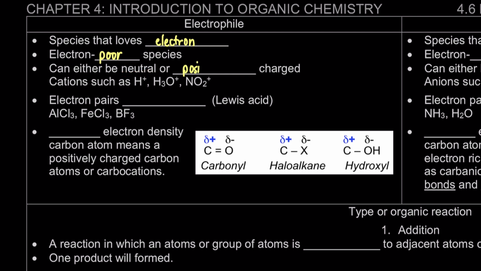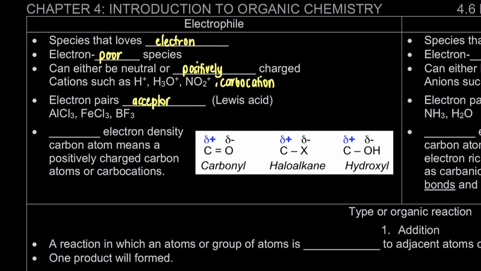For example, what is the positively charged? It is a cation such as H+, H3O+, NO2+, or even our carbocation, which means our carbon with a positive charge on it. The other characteristic for electrophile is electron pair acceptor, or we could call it a Lewis acid.